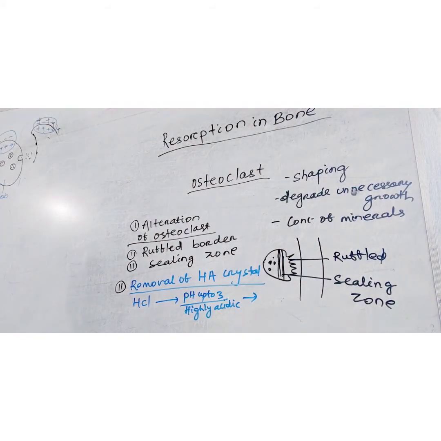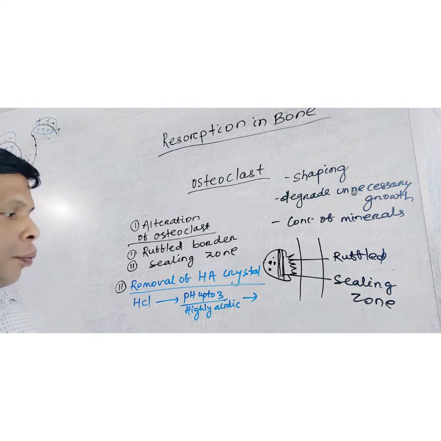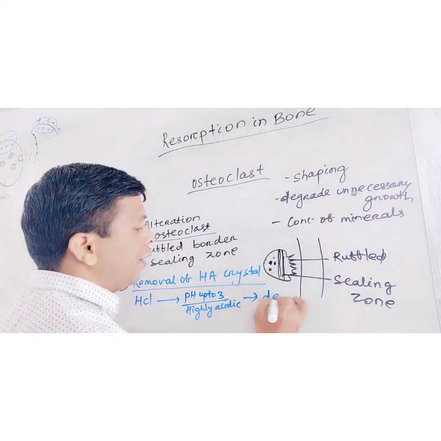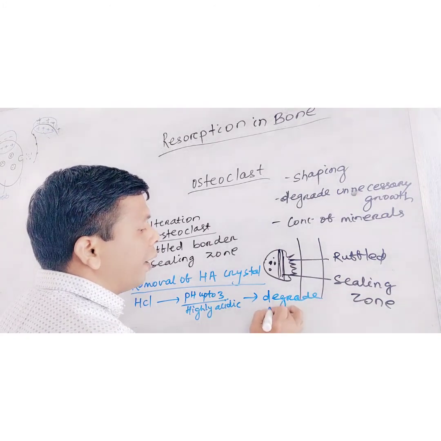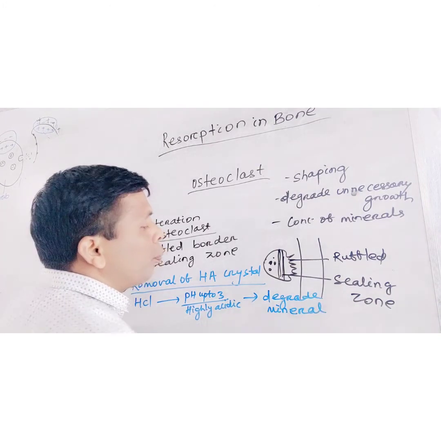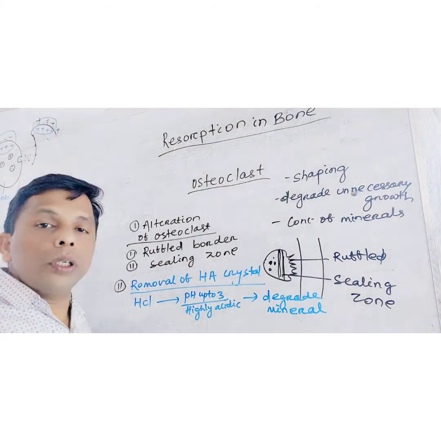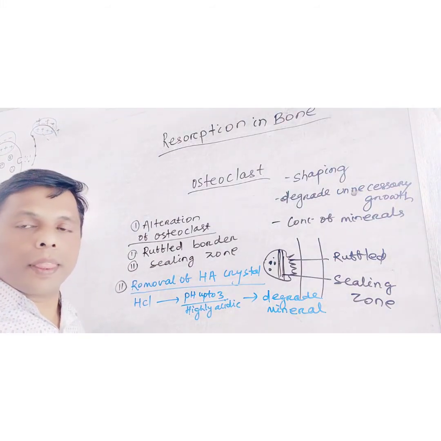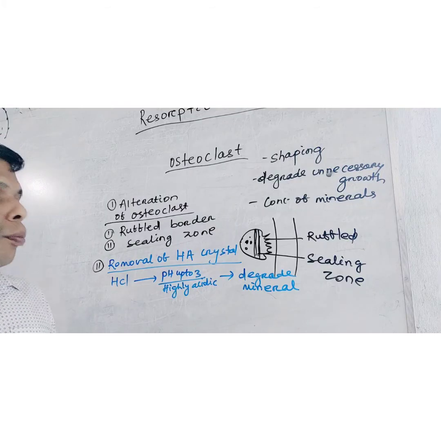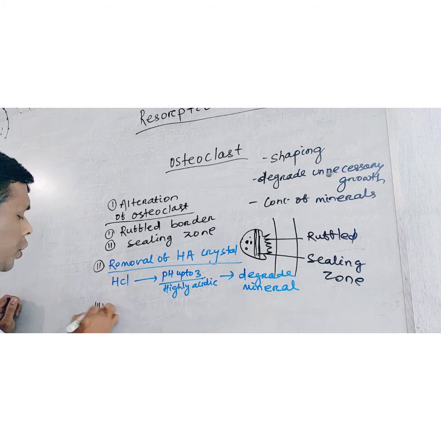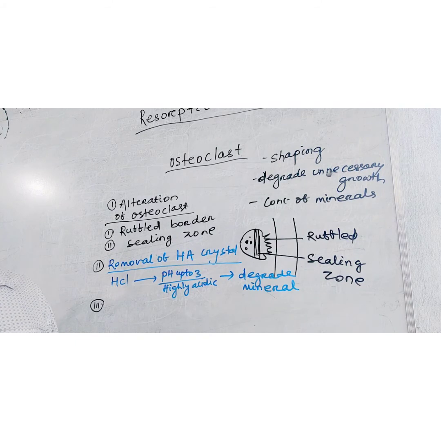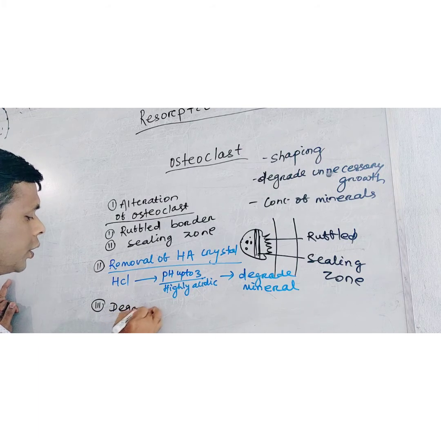In this highly acidic medium, what happens? The minerals are degraded. After degradation of the minerals, they directly enter the circulatory system. After the minerals enter the circulatory system, finally what happens? The last mechanism is degradation of the organic matrix.